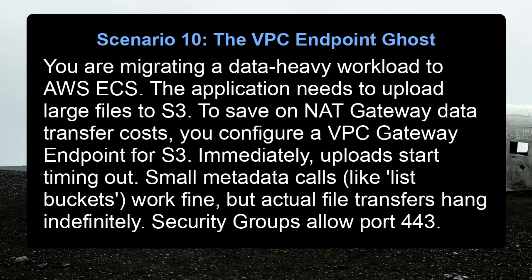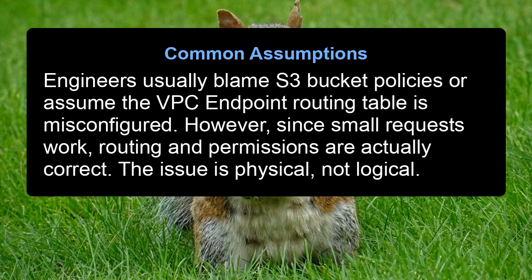Security groups allow port 443. Common assumptions: engineers usually blame S3 bucket policies or assume the VPC endpoint routing table is misconfigured. However, since small requests work, routing and permissions are actually correct. The issue is physical, not logical.